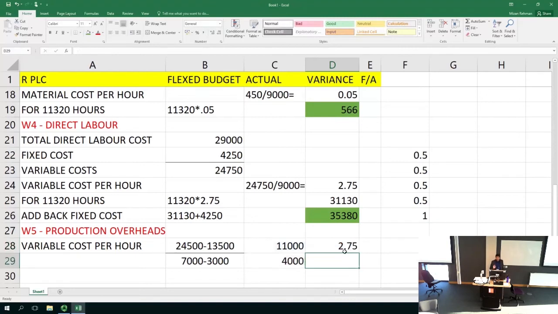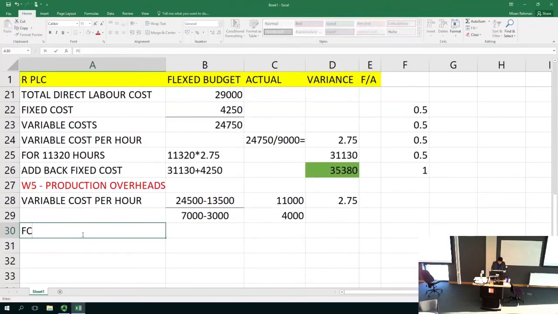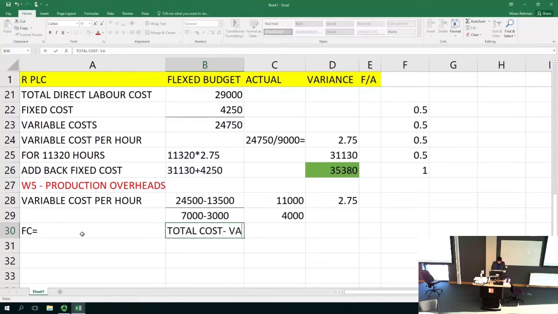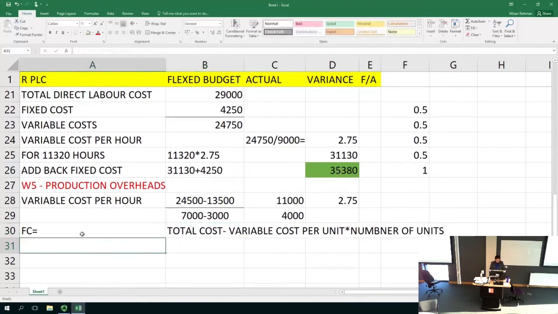2.75. It's just a coincidence, guys, that this 2.75 and this 2.75 is same. It doesn't have to be same. Times already fixed cost equals total cost minus variable cost per unit, which we just calculated, 2.75 into number of units.